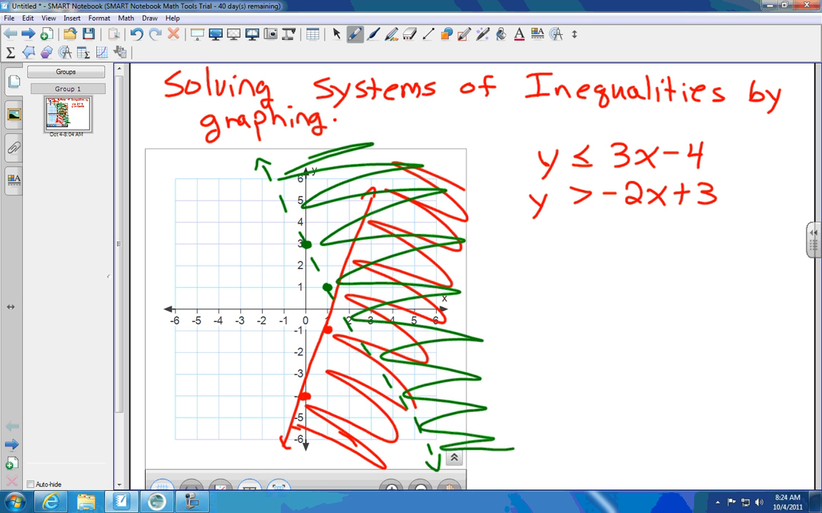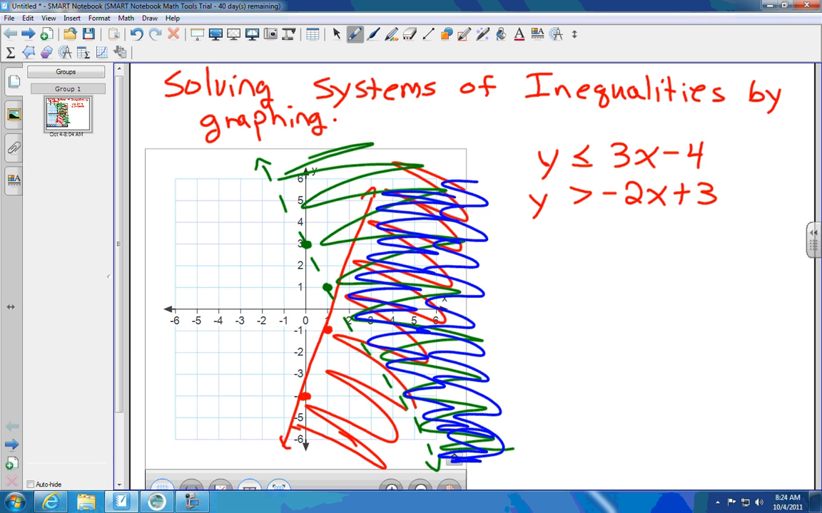And then what I want you to do, you can see right here is where that overlaps. So whatever you're using, colored pencils or regular pencil, I want you to go ahead and darken in that area. So you can see over here's a solution to one equation, down here's a solution to one of them, and then this area is solutions to both, and that's what you're looking for. What answers work for both inequalities.